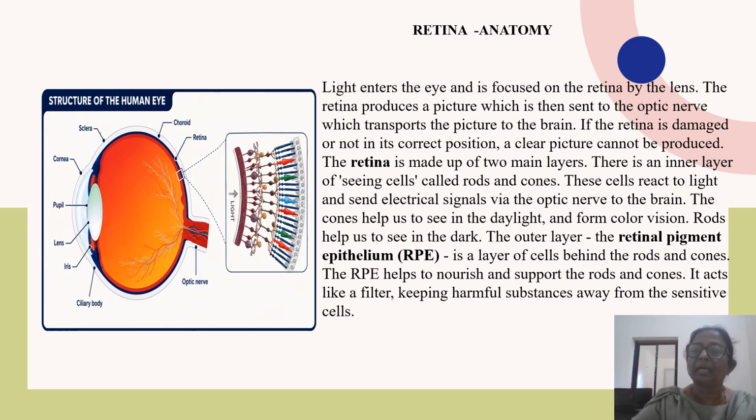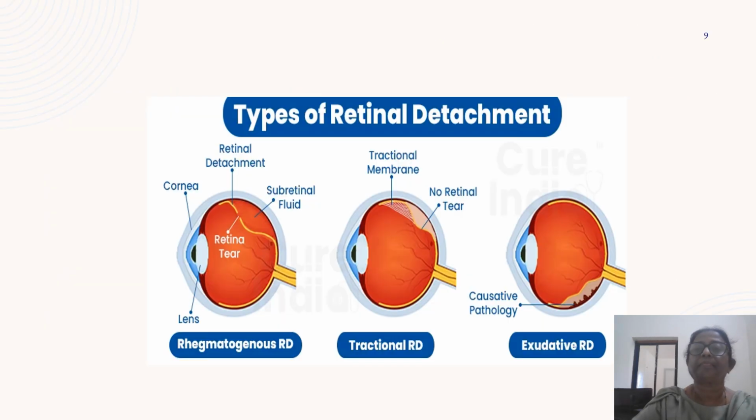The outer layer is the retinal pigment epithelium. It is a layer of cells behind the rods and cones, and this retinal pigment epithelium helps to nourish and support the rods and cones. It acts like a filter, keeping harmful substances away from the sensitive cells.